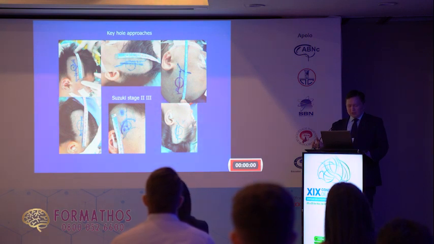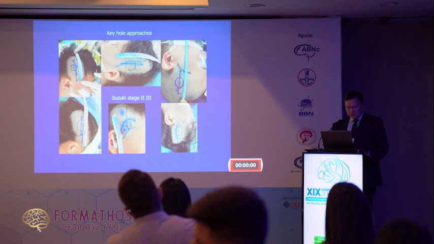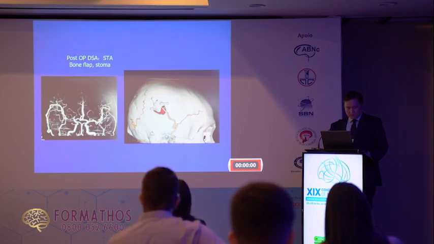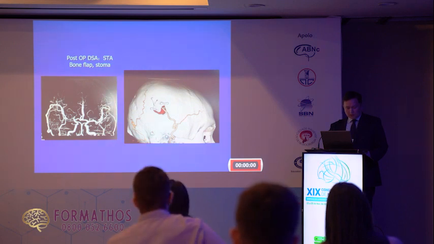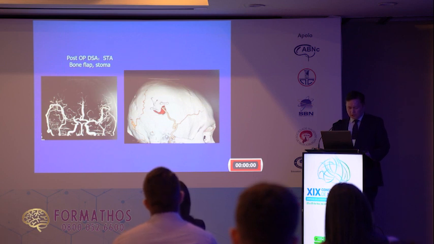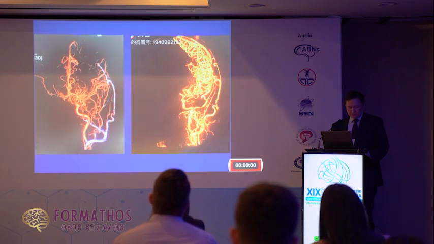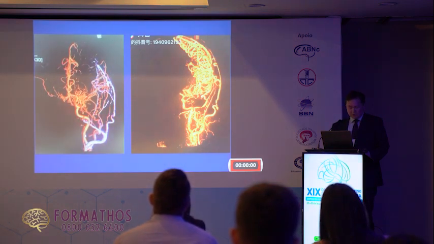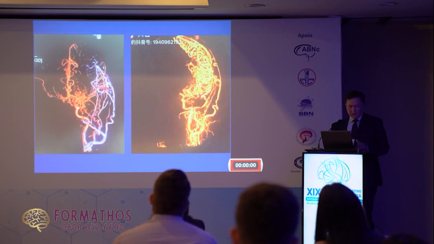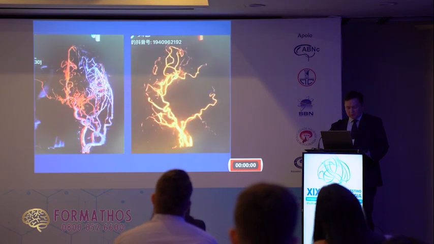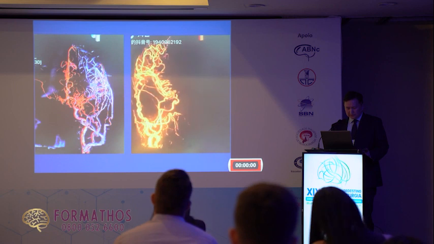Sometimes even for the early stage Suzuki Moyamoya disease, we can use a keyhole approach like this. This is a post-operative DSA. You can see the parietal branch of the STA was enlarged a lot, and the bone flap was so small. This is a 4D angiogram after the bypass. You can see the blood flow from the ECA to the M2 segment, so it totally replaces the MCA territory.